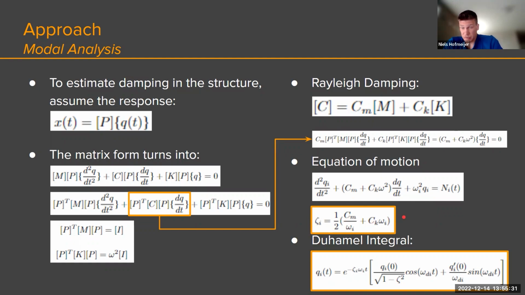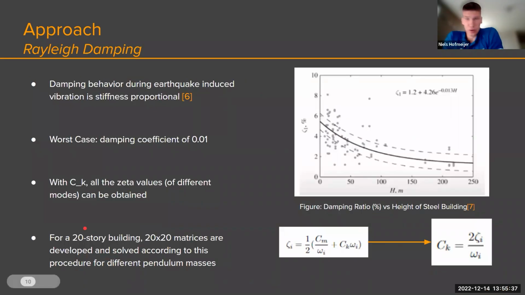To solve the equation of motion, we use the Duhamel integral, and we end up with this equation over here. So in the figure on the right, we can estimate the zeta value for the first mode according to the height of tall steel buildings. And in the worst case, this zeta is 0.01. With that, all the zeta values can be obtained for each floor.